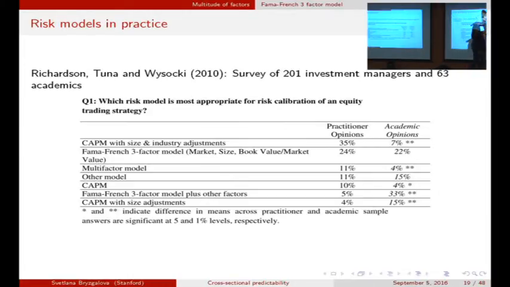So it's not just that we fit regressions and hope for the best. Actually, there are a lot of people out there who are using it in practical money management, in mutual funds, hedge funds, and so on and so forth.